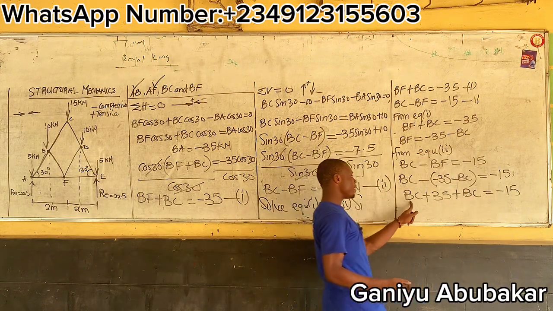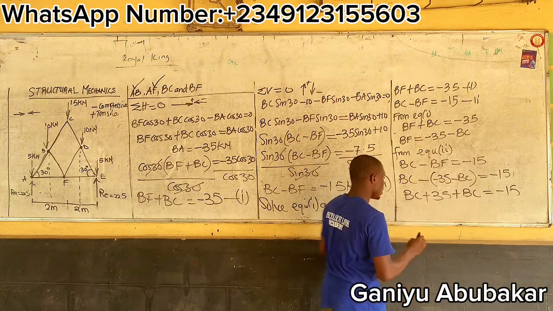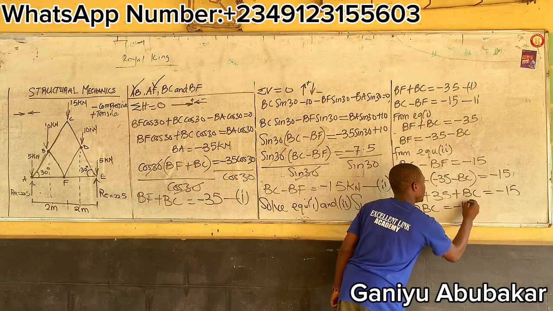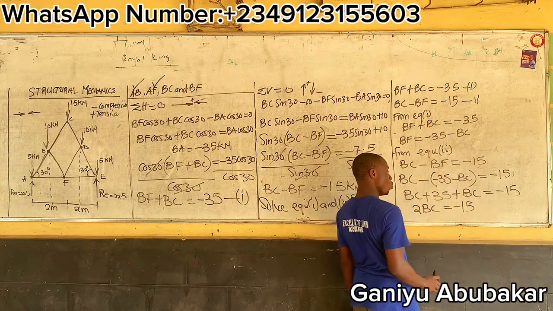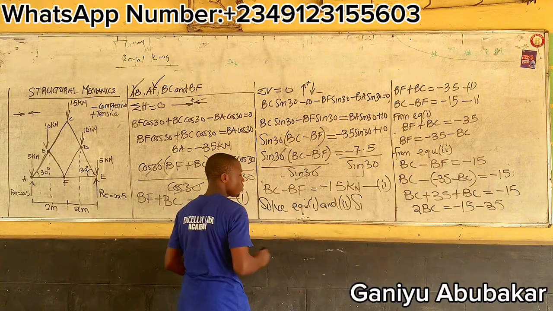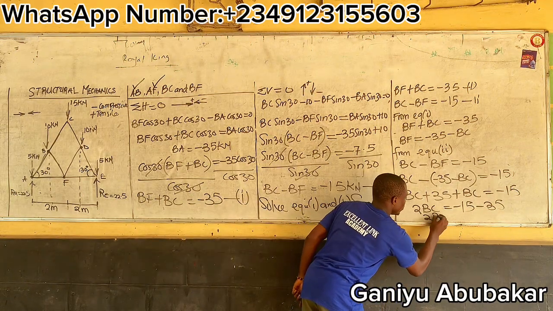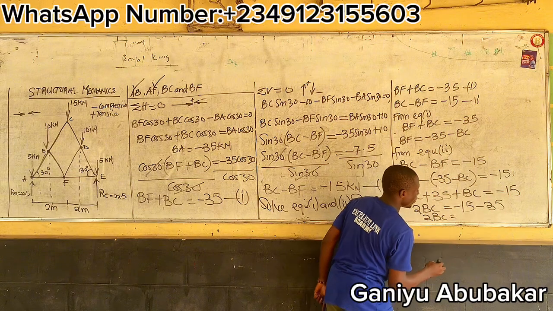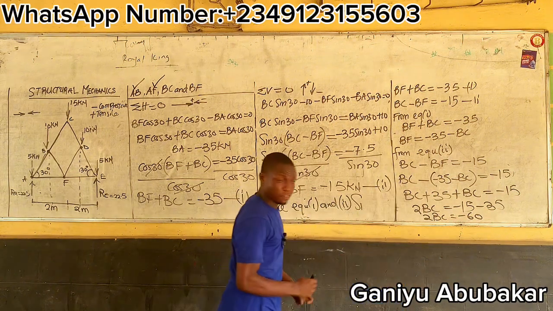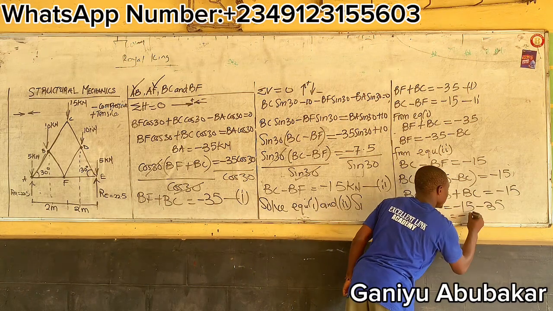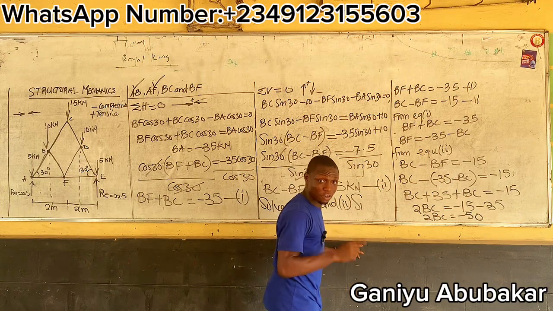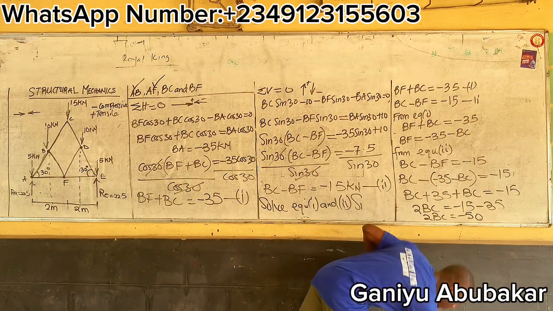Alright, how do I get BC? Simple Abby. BC plus BC is 2BC. 2BC Abby, equal to minus 15. Alright, let's see what we get here. 2BC equal, minus 50 Abby. Alright, 50. Are we there? Oh my answer, 25 kilometers. Is that it? Yes. Oh, that's very good.